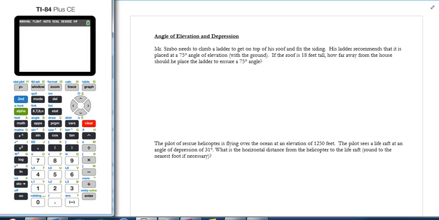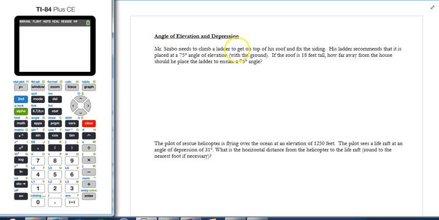When we go to solve these application problems with right triangles, the 100% most important thing is that we are able to draw the triangles accurately and label them accurately. We have to understand what it's saying, so we have to read it very carefully.